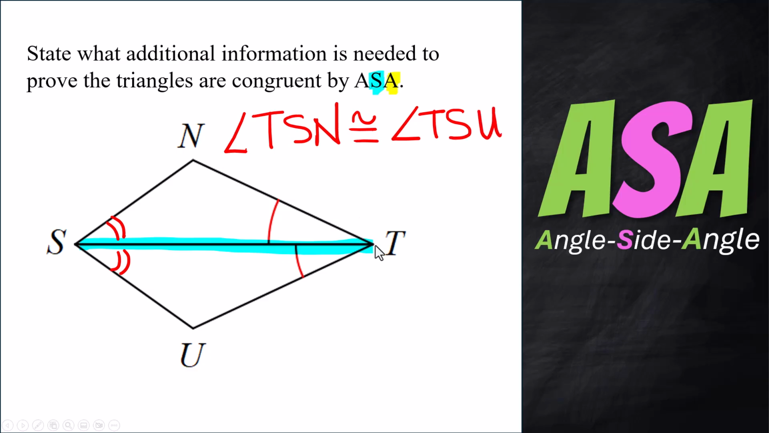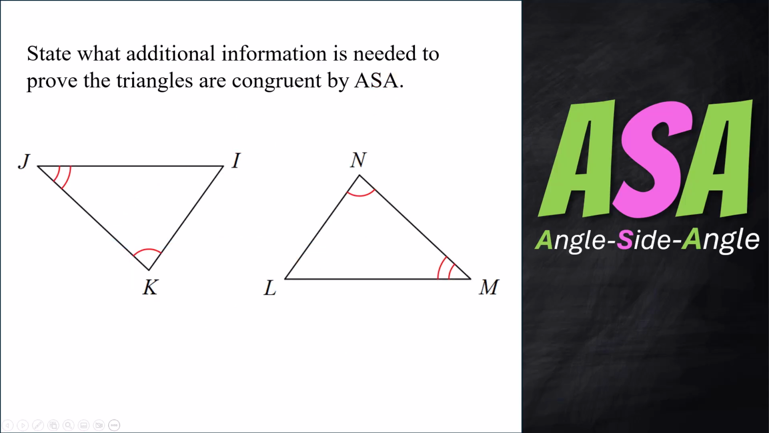Okay, so to write that out, TSN is this one, TSN, and TSU is TS down to U. Again, we want to go angle, side, angle. There's our two pairs of congruent angles. We need the sides that are between them to be congruent. So this would be K to J and N to M.